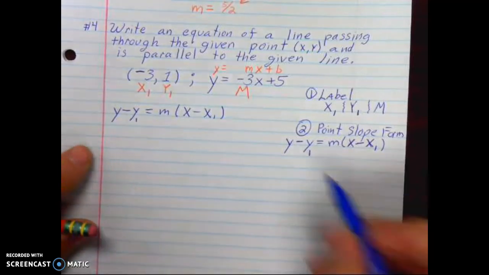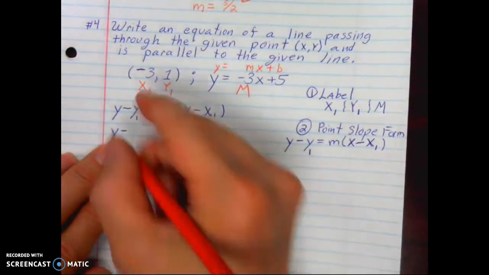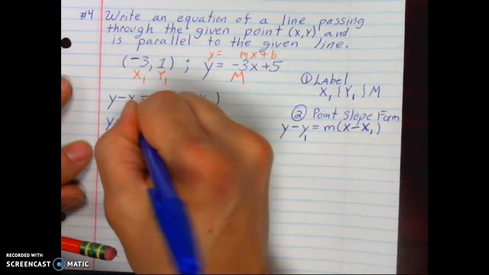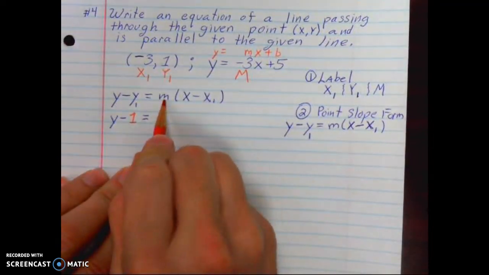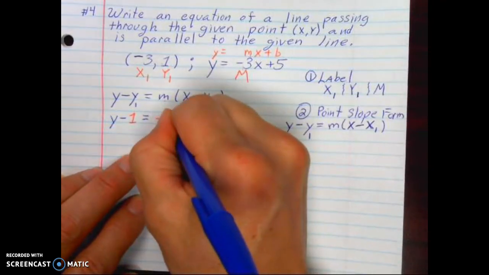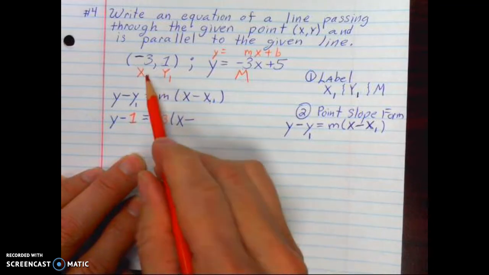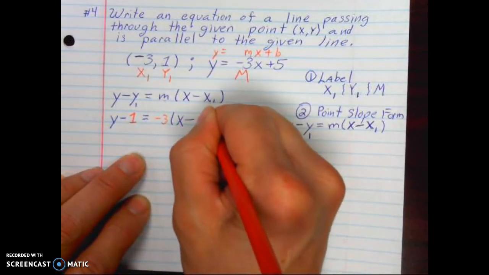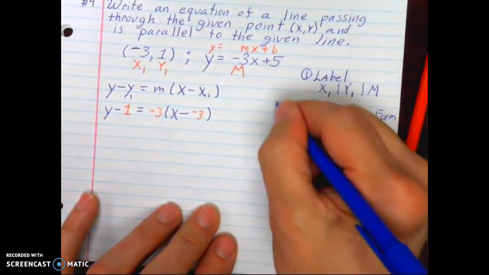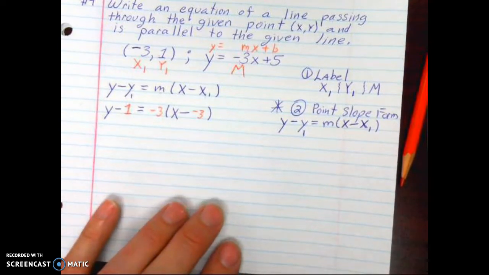Is, plug it in. y minus, what's my y1? 1. Equals, what is my slope? My slope is negative 3. x minus, and what is my x1? There it is, negative 3. I even made them in red for you. So, step 2 is extremely important that you use the point slope formula. So we're going to be using 2 formulas.